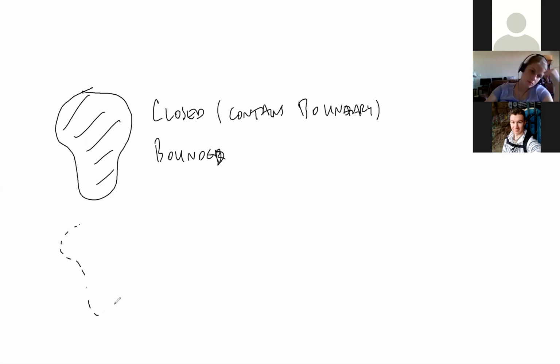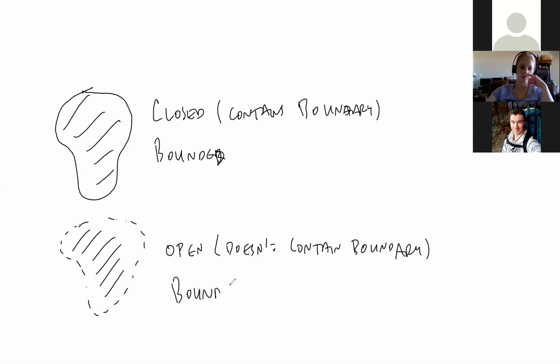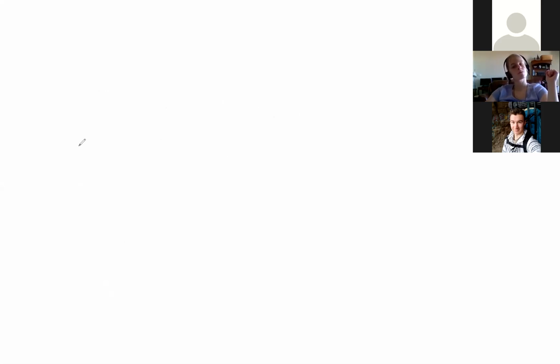If the edge is not included, I'm going to draw an afterthought here, and I only talk about the stuff strictly inside, but not the fence itself, then it is just called open because it doesn't contain the boundary. But it's still a bounded set because I could enclose it with a finite amount of fencing, or I could just put a big circle around it. If you can draw a circle around your region, then it's bounded. It's not getting too big. Now, how do you get something that's not bounded?